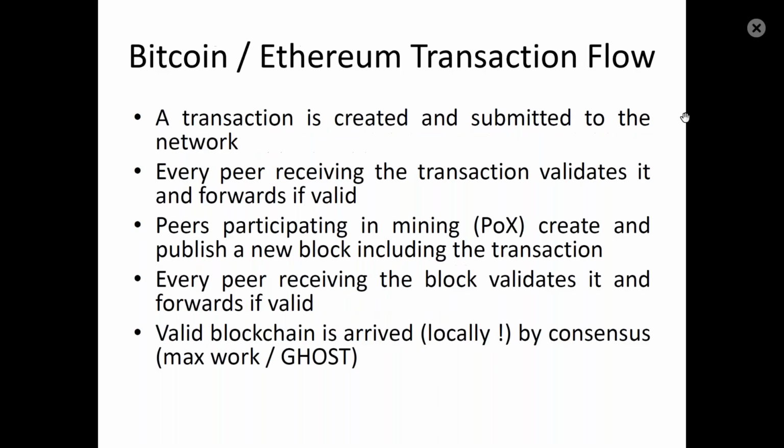And how does the transaction happen in these systems? It is as follows. A transaction is created and submitted to the network. Every peer receiving the transaction validates it and forwards it only if it finds that the transaction is valid. This is important for the security of these systems, because if you have truly independent entities participating in the system, an incorrect piece of information will not get propagated more than one step.